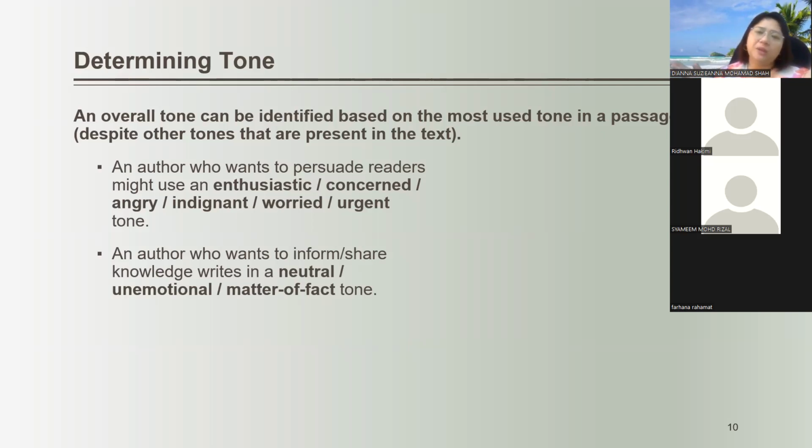But when it comes to inform, like we mentioned previously, the tone is going to be objective. There is no emotion shown. Hence, the tone is going to be neutral. Okay, neutral.